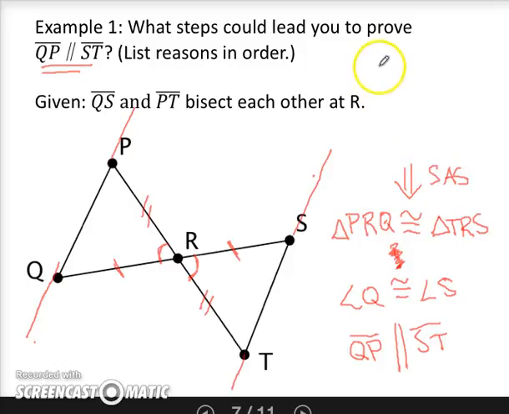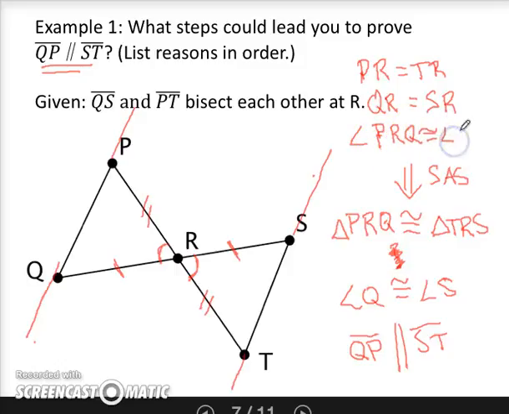So I was given P. Well, by the definition of a midpoint, PR equals TR, QR equals SR, and then I spotted a pair of vertical angles. So angle PRQ is congruent to angle TRS. So vertical angles led me to conclude that.